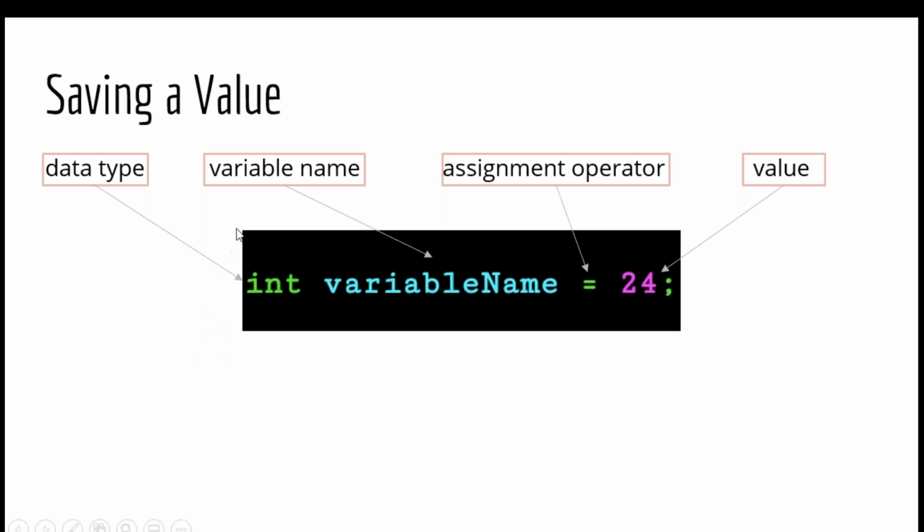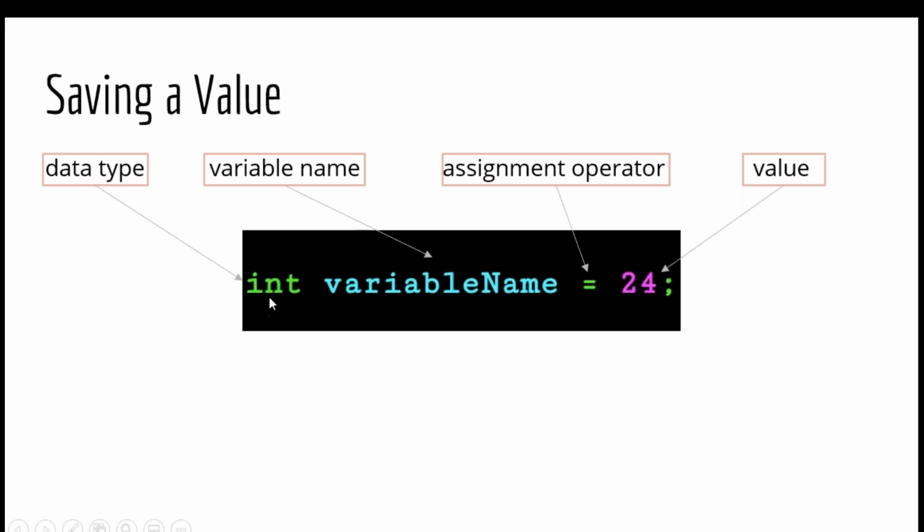Over here, I have an example of a variable, and it's called int variableName equals 24 with a semicolon. Basically, what's happening here is there are many components and characteristics we need to look out for when naming variables.